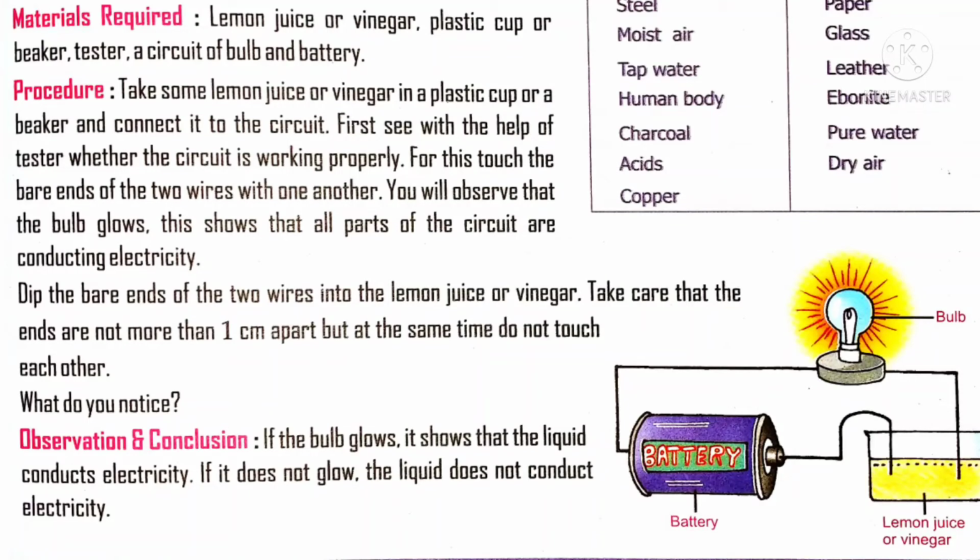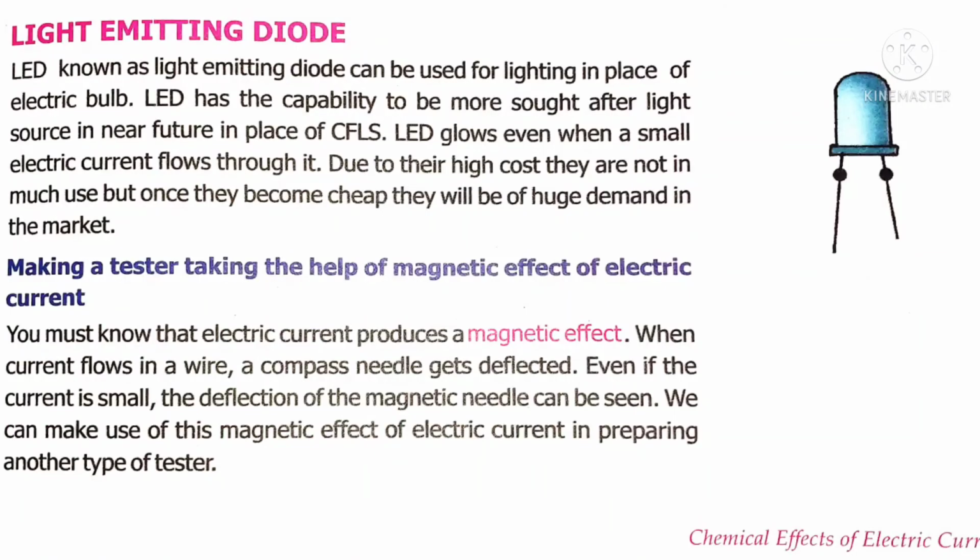The next material is the LED. LED is a light emitting diode, which can be used for lighting in place of an electric bulb. Why do we prefer an LED bulb? Because if a small electric current is flowing in a circuit, the LED can glow, whereas an ordinary bulb cannot glow with a weak electric current or when a small amount of current flows.